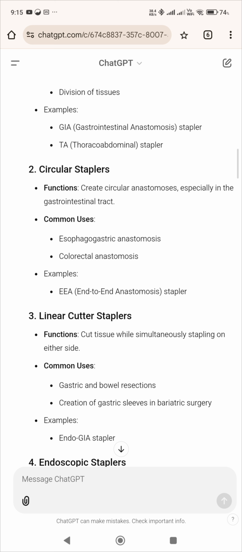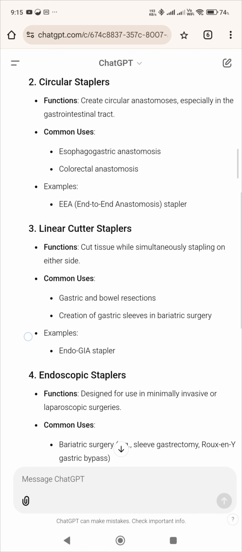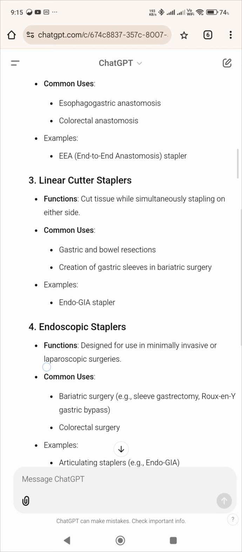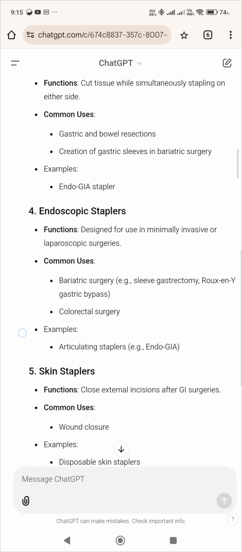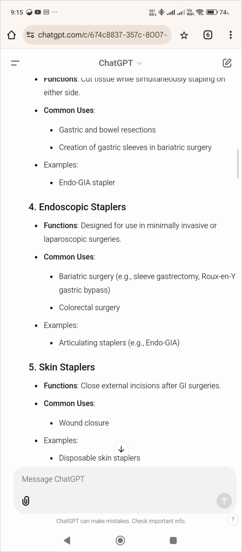3. Linear cutter staplers. Functions: cut tissue while simultaneously stapling on either side. Common uses: gastric and bowel resections, creation of gastric sleeves in bariatric surgery. Examples: EndoGIA stapler. 4. Endoscopic staplers. Functions: designed for use in minimally invasive or laparoscopic surgeries. Common uses: bariatric surgery, e.g., sleeve gastrectomy, Roux-en-Y gastric bypass, and colorectal surgery. Examples: articulating staplers, e.g., EndoGIA.